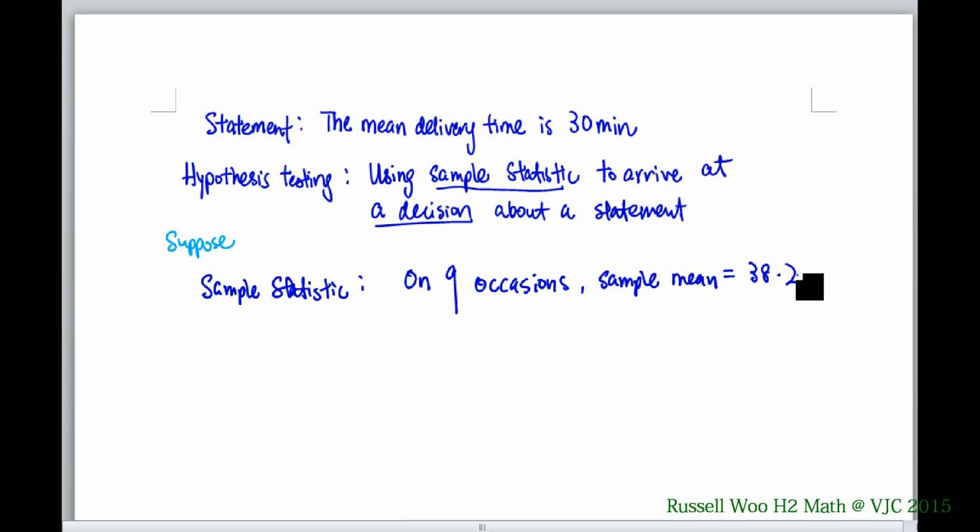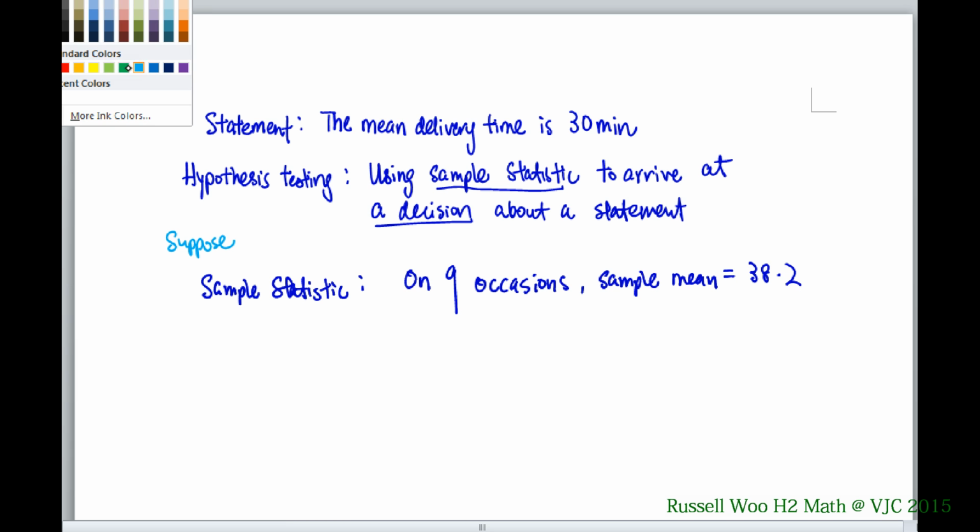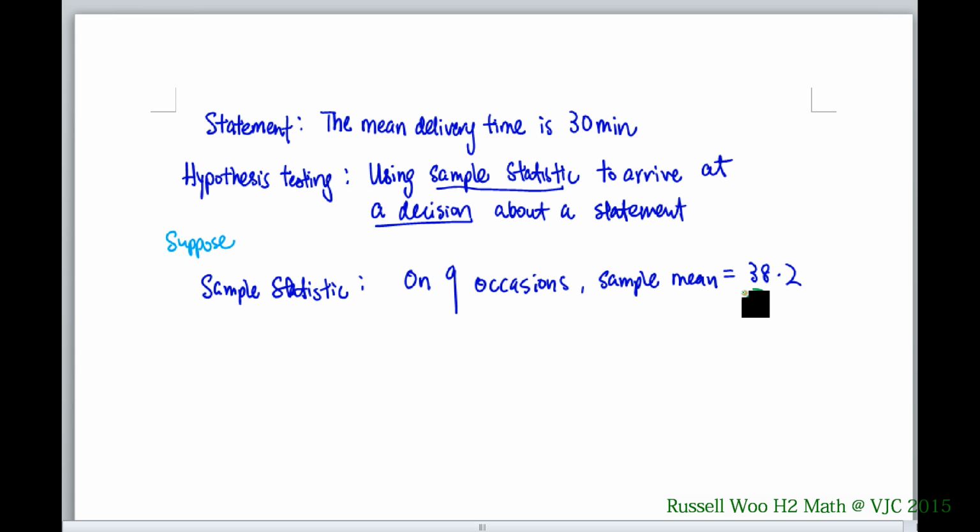Okay, 38.2. How do you find 38.2? Actually, quite simple, right? 38.2 is x1 plus x2 plus all the way to x9, over 9. So you collect 9 times, right? That's no big deal. Then you say, okay, actually hypothesis testing is using this sample statistic to reach a decision. Then what decision do you come to? Then you say, oh, okay, I know. This is 30. This is 38.2.